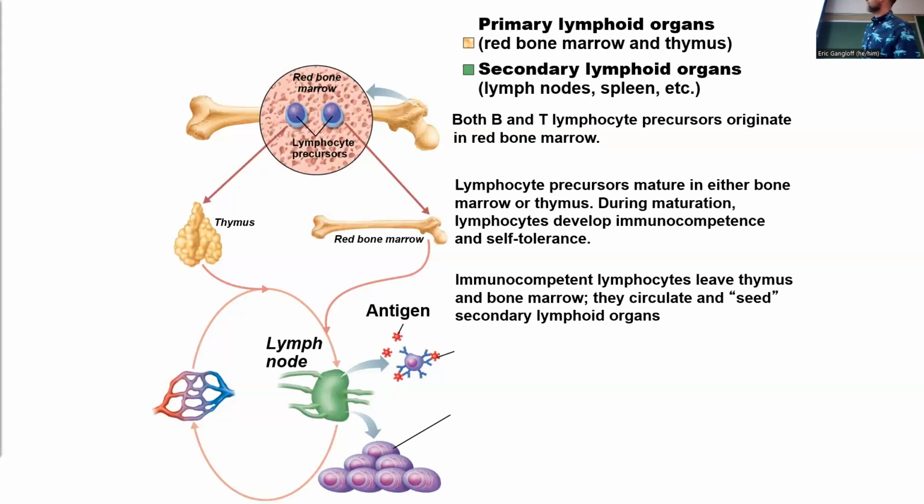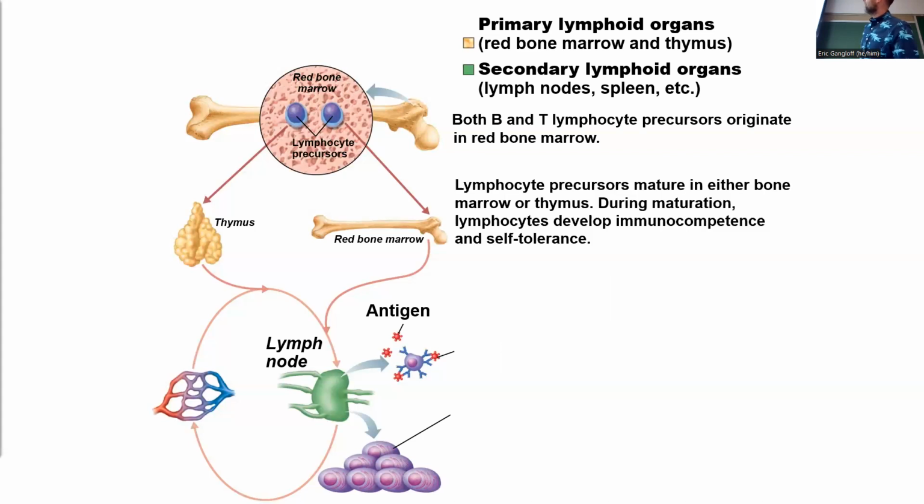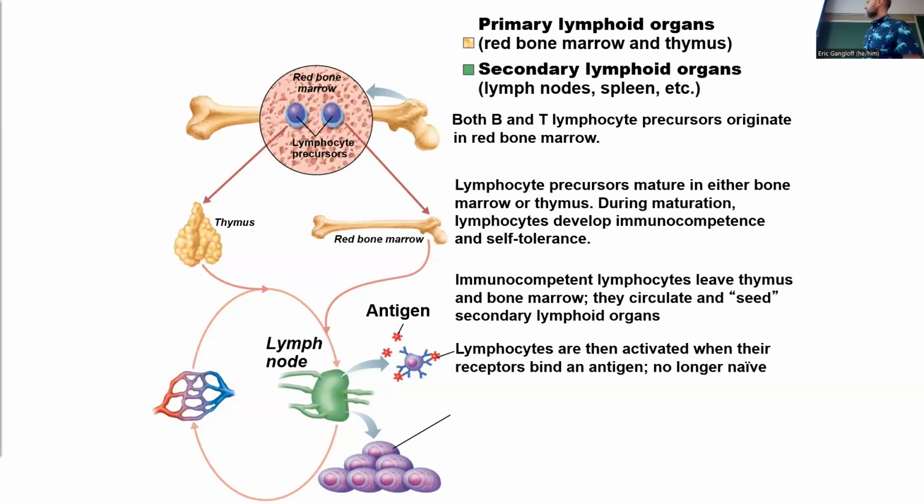Oh, and I just walked through all of this. Let me see if there's anything I missed. I forgot that I had text on here. Both B and T cells. Yep, I said that. That works. They circulate around. They go to the different lymphoid organs. Great. Oh, I didn't mention this.